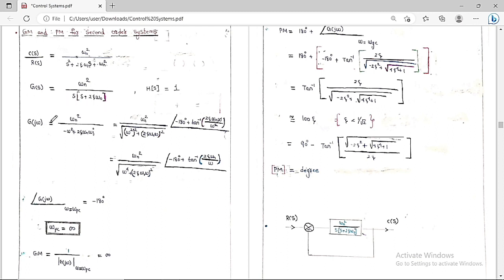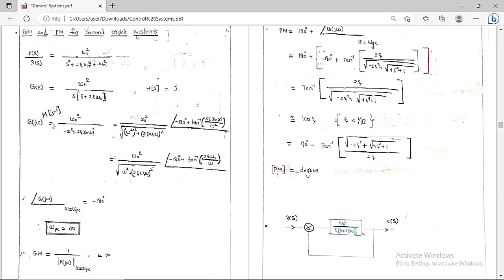So here, for an easy purpose, I will write H of J omega also. Therefore we can say G of J omega into H of J omega is equal to omega n square by S into S plus 2 zeta omega n. In place of S I have replaced J omega, then I am going to get omega n square by minus omega square plus 2 zeta omega n into omega into J. So basically it has a real part as well as an imaginary part.